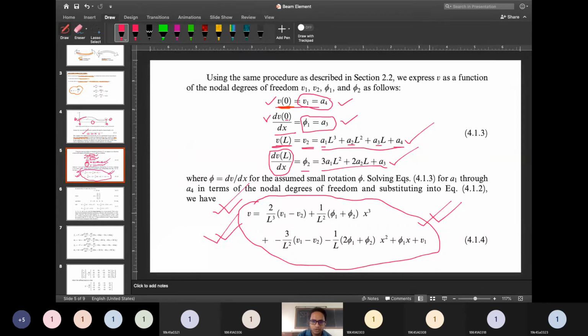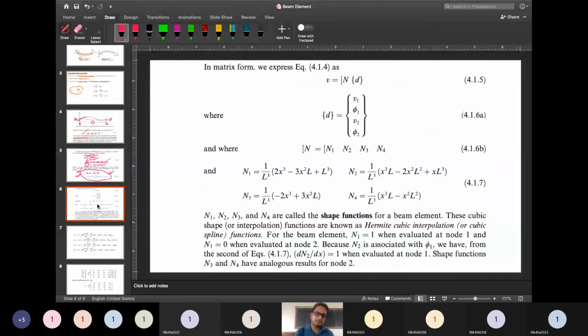Here you can see four terms, V1, V2, phi 1, phi 2. So you can separate all the coefficients of V1, all the coefficients of V2, all the coefficients of phi 1, all the coefficients of phi 2 and you can write it in a matrix form. And if you solve it, you will get this as your coefficient for V1, this as your coefficient for V2. No, this is for phi 1. This you will get for V1. This you will get for phi 1.